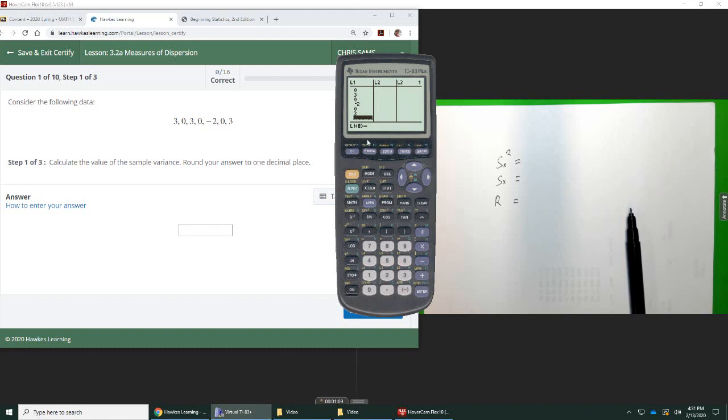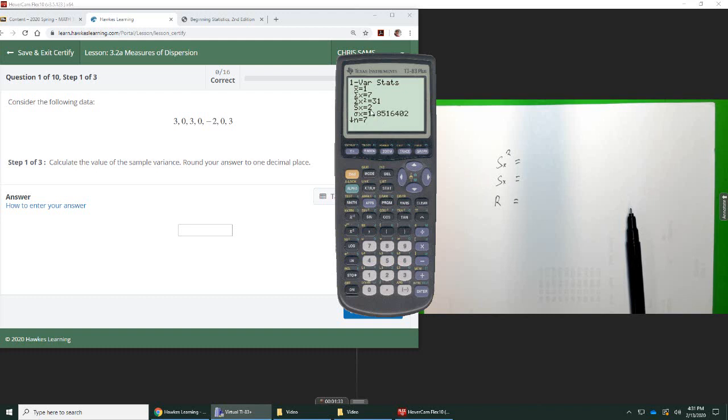Okay, once you verify that you have it correctly, Stat again, arrow right to Calc, enter on 1-Var Stats, and then hit enter again, and these are our new numbers. So we want the sample variance, okay? They don't give us the x squared, but they do give us Sx. So I'm going to go ahead and write that one down.